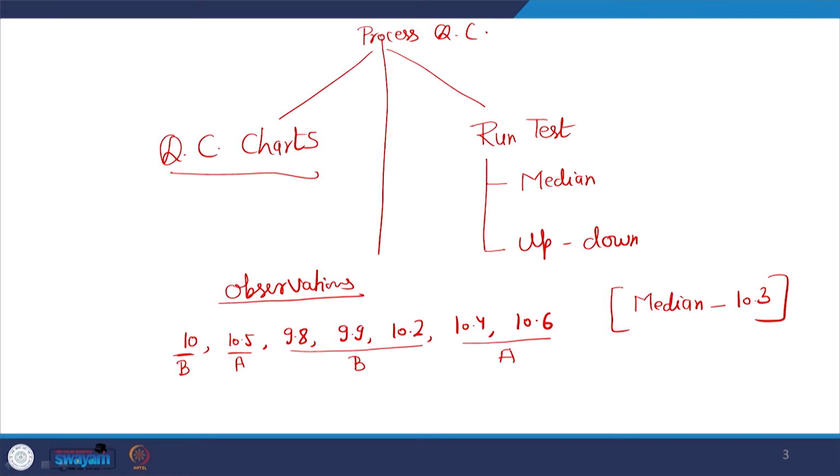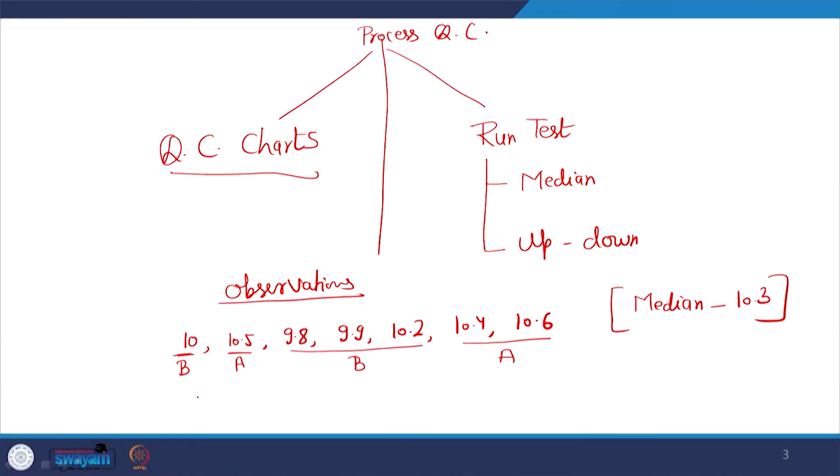Now, we will do some statistical processing of this data to understand whether these runs are showing any kind of trend or not. Similarly, up and down is also there. Again, take the same data. Now, this is the comparison from the previous data.